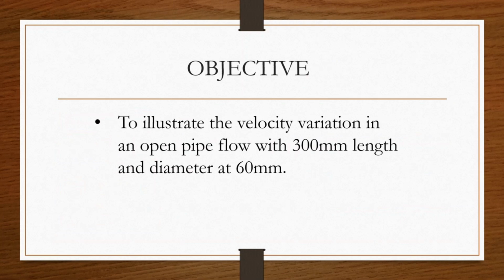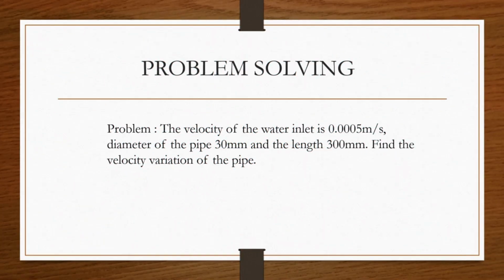at 60 mm. For the problem solving, the problem is: the velocity of the water inlet is 0.005 meter per second, the diameter of the pipe is 30 mm and the length is 300 mm. So we need to find the velocity variation of the pipe.